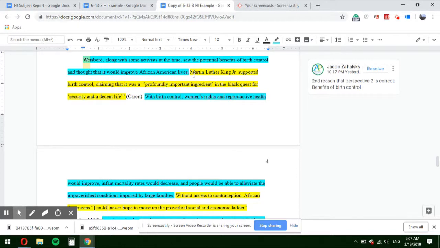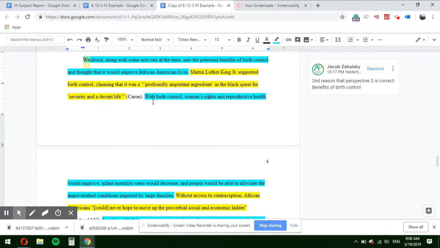And so it then begins with more evidence. Martin Luther King Jr. supported birth control, claiming that it was a profoundly important ingredient in the black quest for security and a decent life. And then it analyzes this evidence and explains how it connects back to the assertion and back to the perspective.